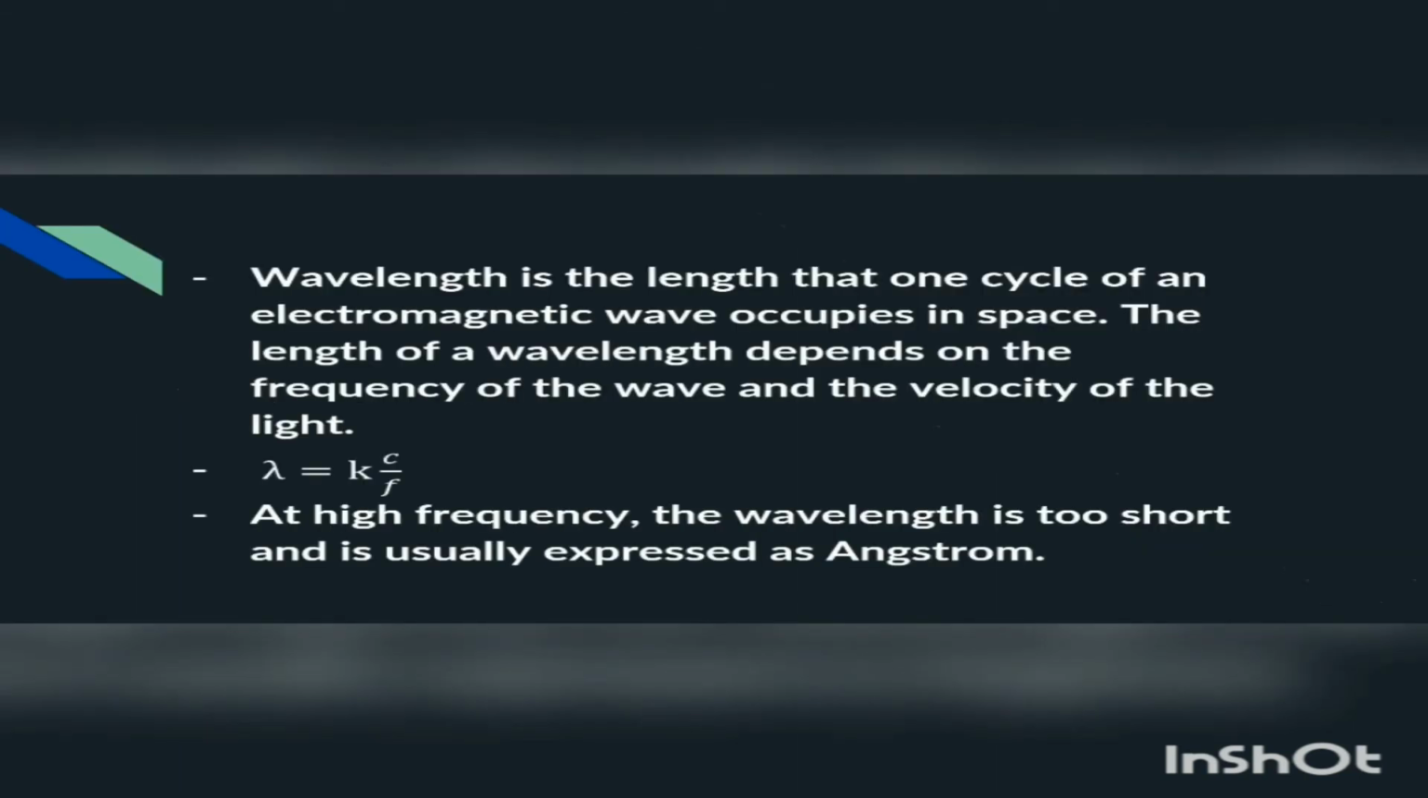Wavelength. Wavelength is the length that one cycle of an electromagnetic wave occupies in space. The length of the wavelength depends on the frequency of the wave and the velocity of the light. Wavelength is equal to velocity factor, which is equal to 1 in free space, times the speed of light in free space divided by the frequency. At high frequency, the wavelength is too short and is usually expressed in angstroms.